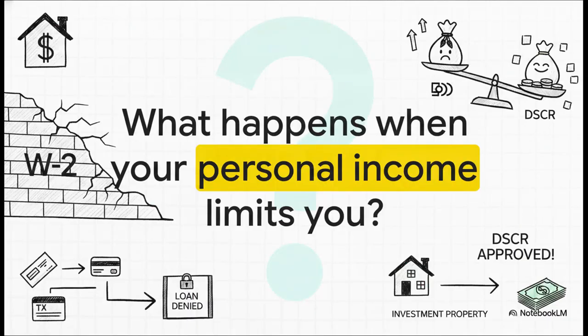Look, if you're buying investment properties, you've probably slammed face first into the dreaded W-2 wall. The traditional process heavily relies on your debt-to-income ratio, or DTI. The lender is looking closely at your personal paycheck, your existing debts, and your tax returns. But what if you're self-employed? Or what if your tax returns are brilliantly optimized for deductions rather than looking perfectly plump for a loan application? Feeling restricted by your own personal income is exactly the problem that the DSCR loan was built to solve.